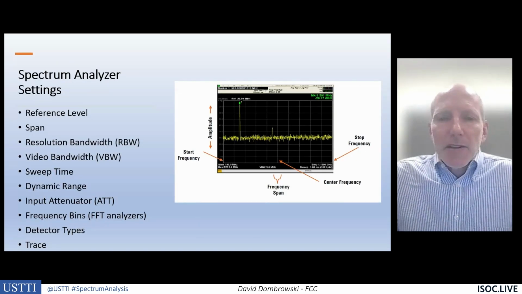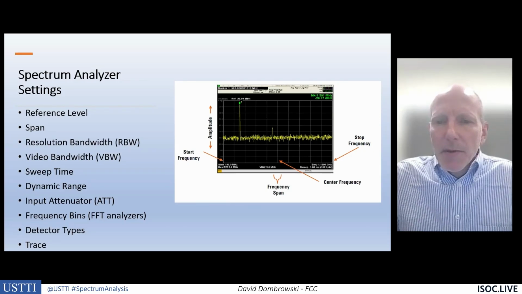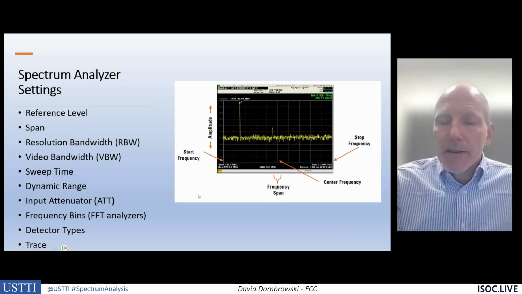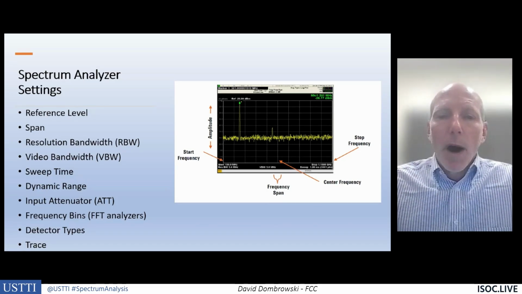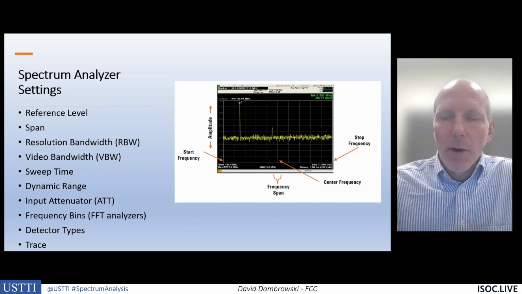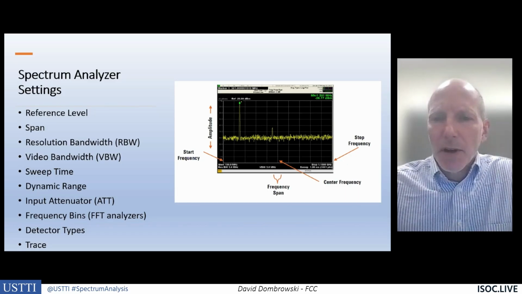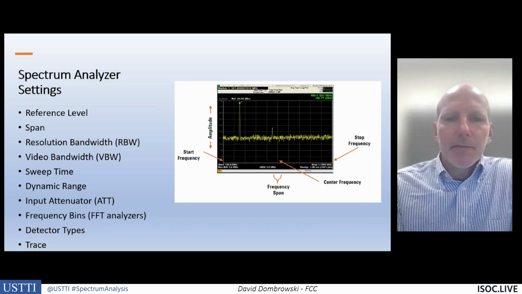All right, let's look at some settings quickly on the analyzer, the basic settings. So here we have the spectrum analyzer showing on the bottom axis, which is typically the x-axis of our display. That's frequency. On the y-axis, which is the vertical axis, that shows the amplitude. And here we see two signals, one strong signal with a marker on it and one weaker signal.